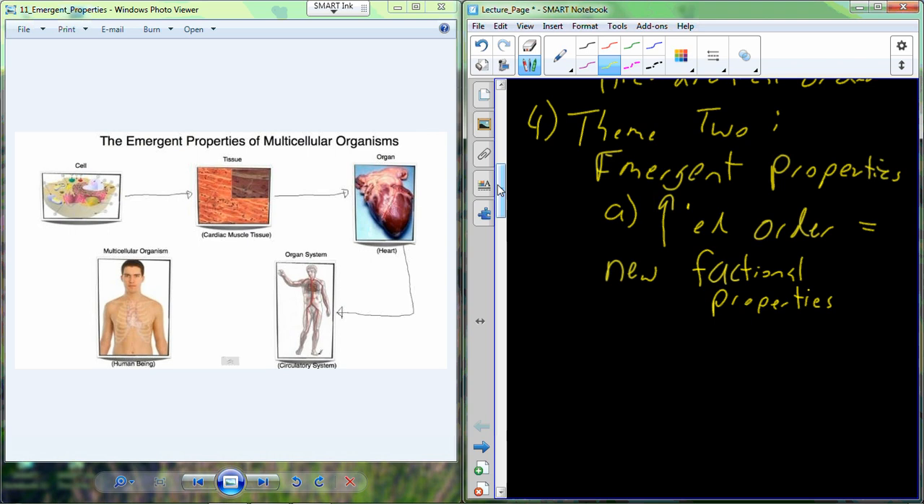You can see that you take the cell and you put it together and you get the tissue. The cell on its own is just a cell, but then you add in that cell with other types of cells to form the tissue, and you go from just being a cell to now a tissue that can contract. And so contraction is one of those emergent properties, a property that emerges out of the more complex.